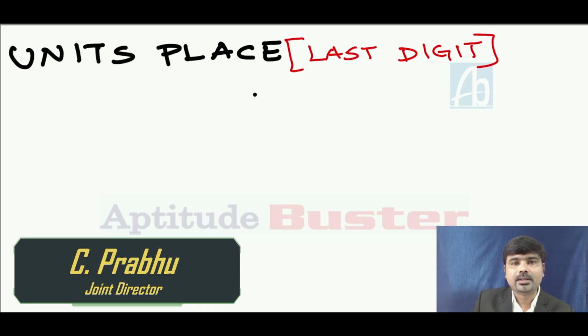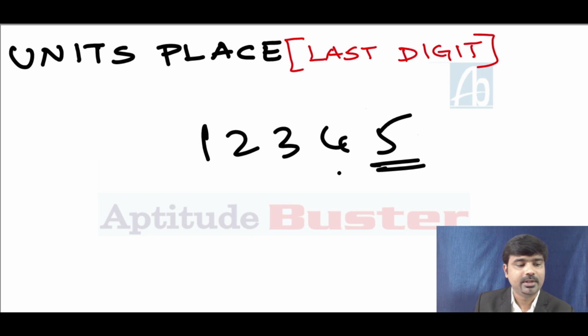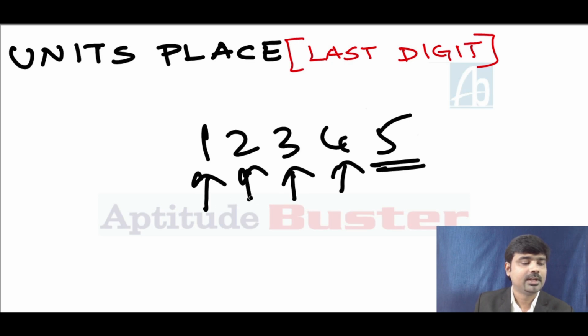The unit place is the last digit, or we can say the rightmost digit of a number. For example, if I choose 12345, 5 is at the unit place, 4 is at the tens place, 3 is at the hundreds place, then this is the thousands place, and this is the 10,000 place.